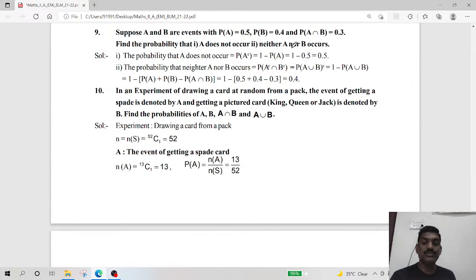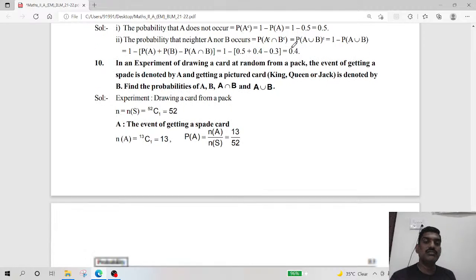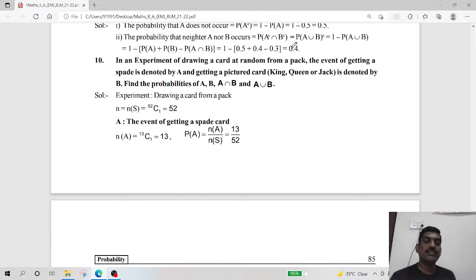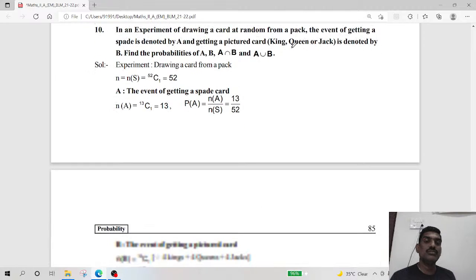Next, in an experiment of drawing a card at random from a pack, the event of getting a spade is denoted by A, and getting a picture card, king, queen or jack, is denoted by B. Then find the probabilities of A, B, A intersection B, A union B. Drawing a card from the pack of 52, the event of getting a spade: 13 spades, so 13 over 52.